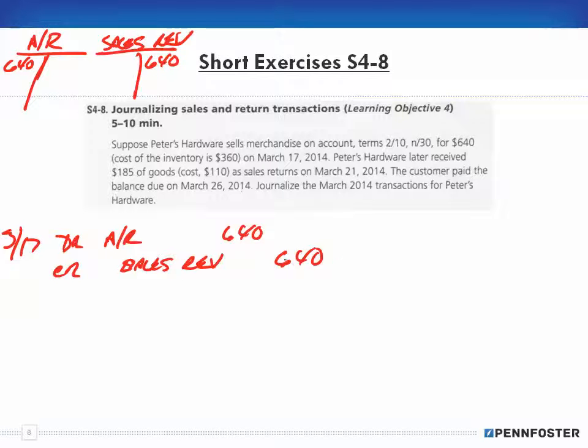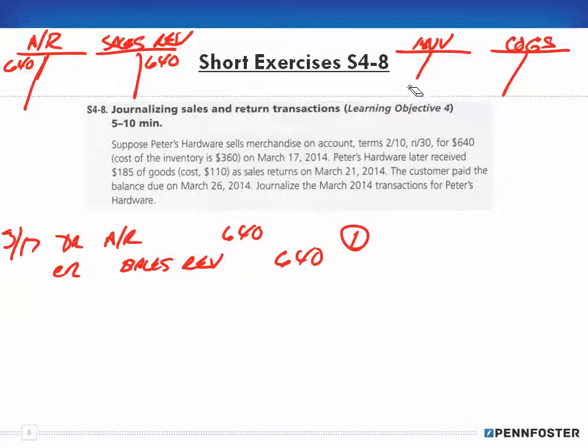And like I said in the previous exercise 4-7, whenever you make a sale, when you're making a sale out of inventory, I should say, you also have to make a second journal entry. So this is journal entry number 1, right? But I have to make a second entry because why? Because I have an inventory account and I have a cost of goods sold account, and regardless of whatever the beginning balance is in my inventory, that's irrelevant, right?